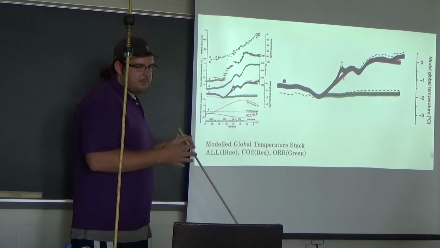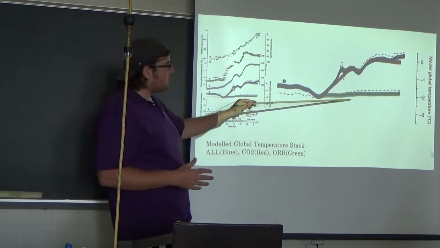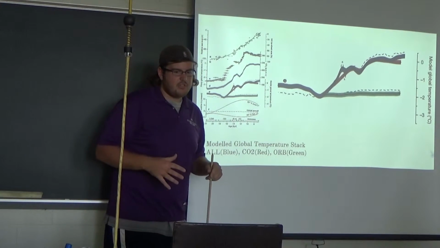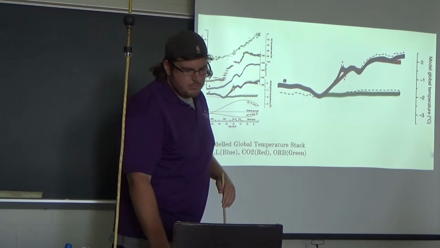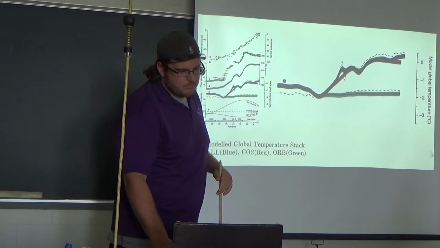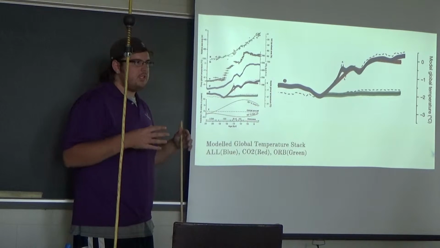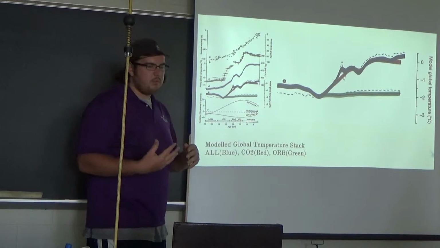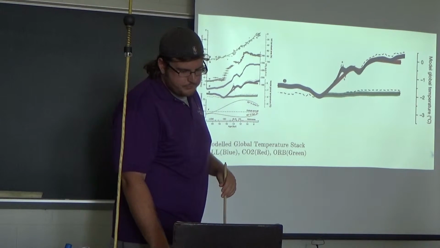The orb model stack, by contrast, shows minor warming, not very much change, which was consistent with a modest role of CO2 and more of the way the Earth is orbiting.